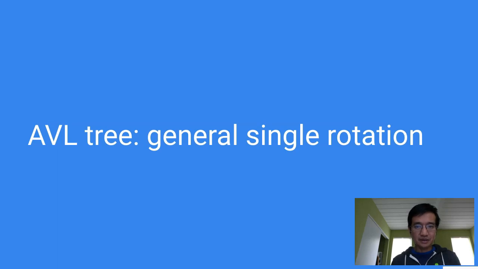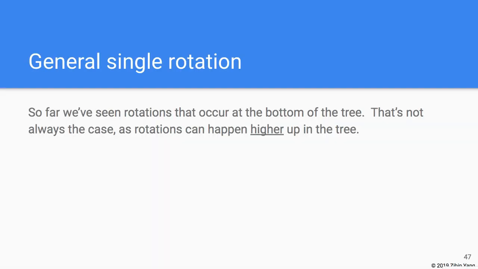Hi, so we are going to talk about how to do single rotation in general for an AVL tree. So far we have done quite a few rotations, both single and double rotations. Now, if you haven't noticed, all of them occur at the very bottom of the tree. That's not necessarily always the case, as sometimes rotation can happen higher up in the tree, and that would be the general case.